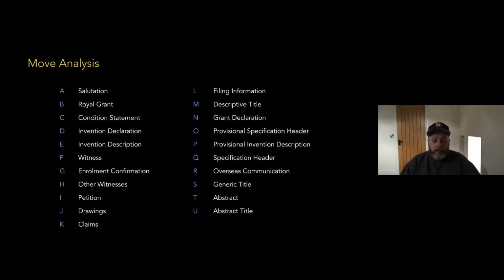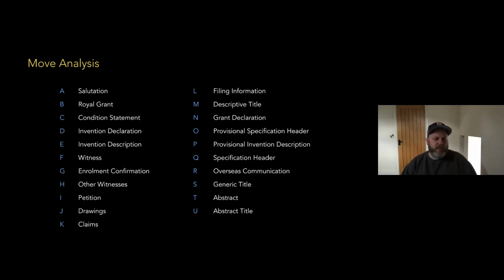So here they are. That's, what is that, like 21 moves or something. And so you can just see what they are. The order here is from A, B, C, D. The first move in the first text in the corpus is a salutation. The second move in that text is a royal grant. So these are just the order in which they appear. That's how these letters were assigned. And they cover a lot of ground.